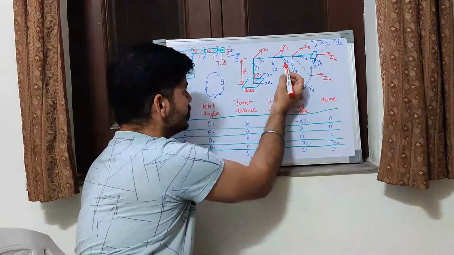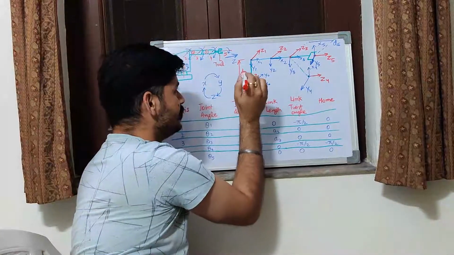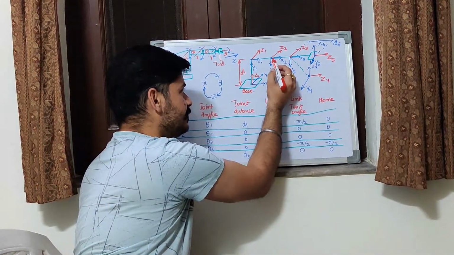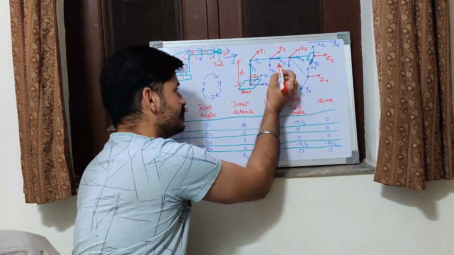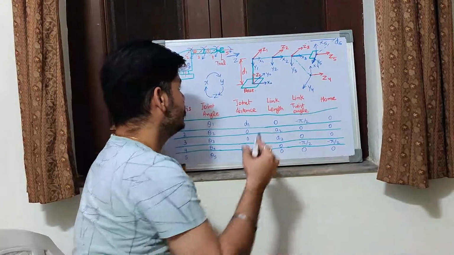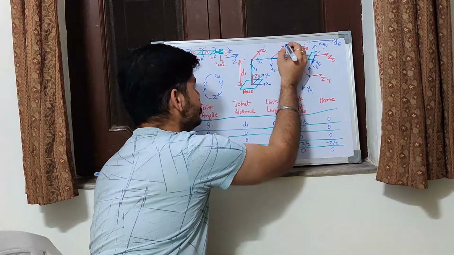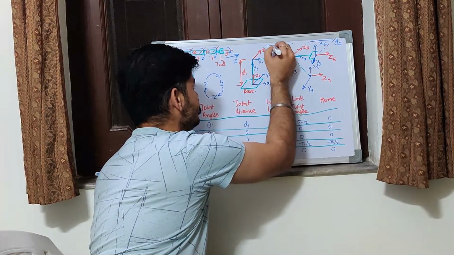Now moving on to the next one, along x2, is there any distance between z1 and z2? Both of these are pointing inside and both are at different locations. So along x2 there is a distance between these two, and over here you can see this is a distance and this distance is a2.